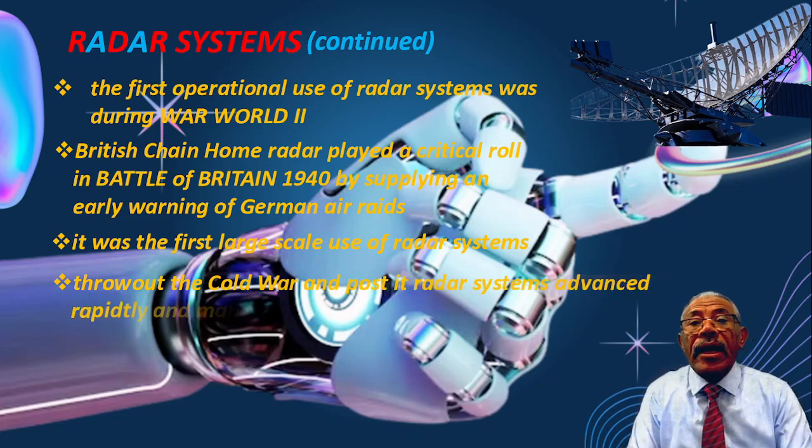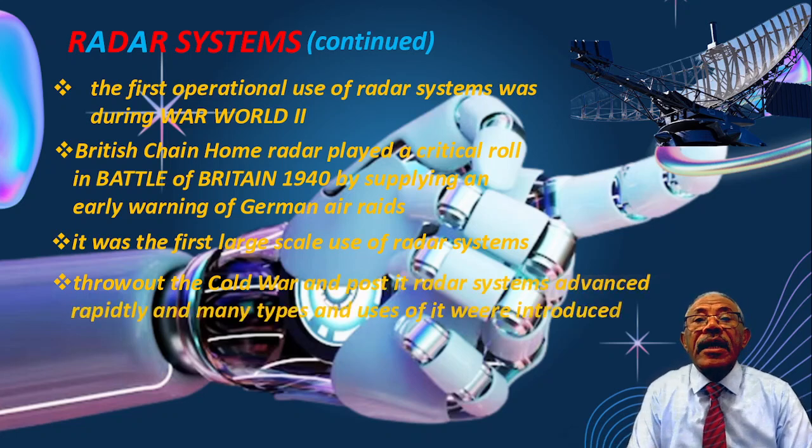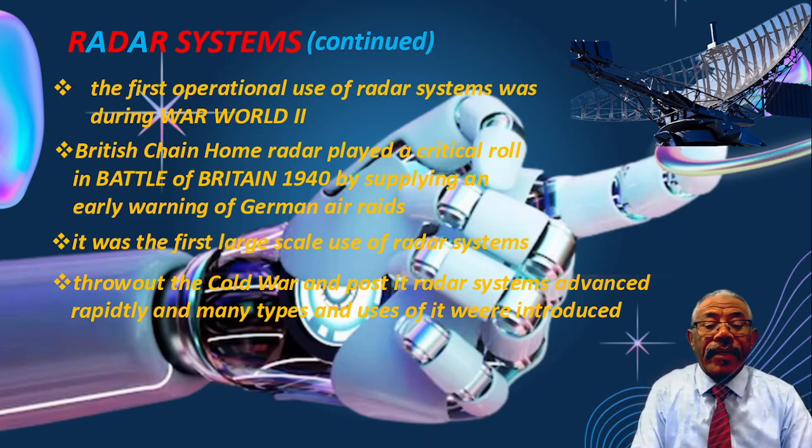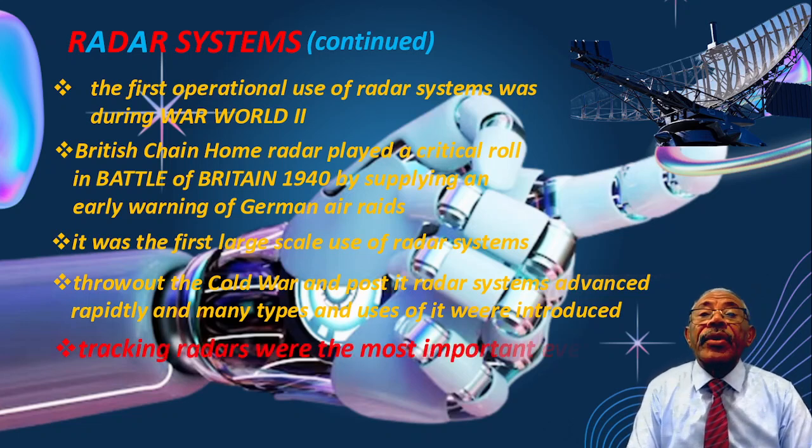Throughout the Cold War and after it, radar systems advanced very rapidly, and many types and uses were introduced, like weather radars, surveillance radars, air traffic control radars, and tracking radars. Tracking radars were the most important ever introduced.